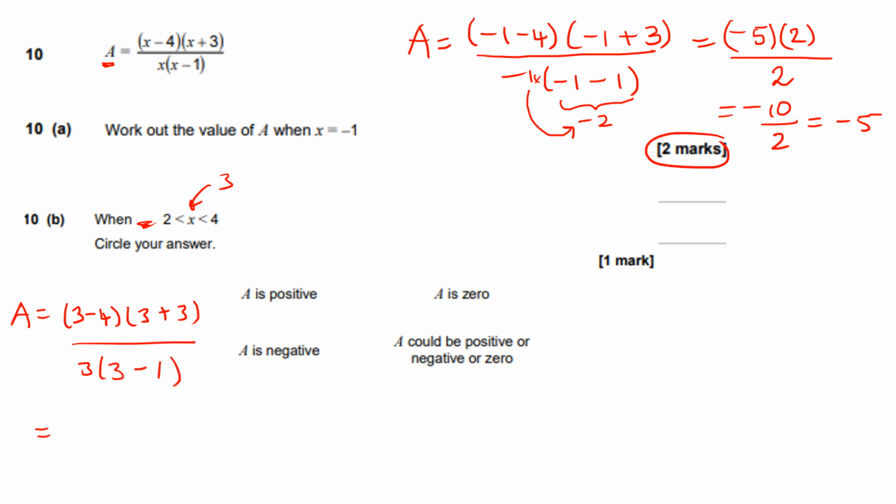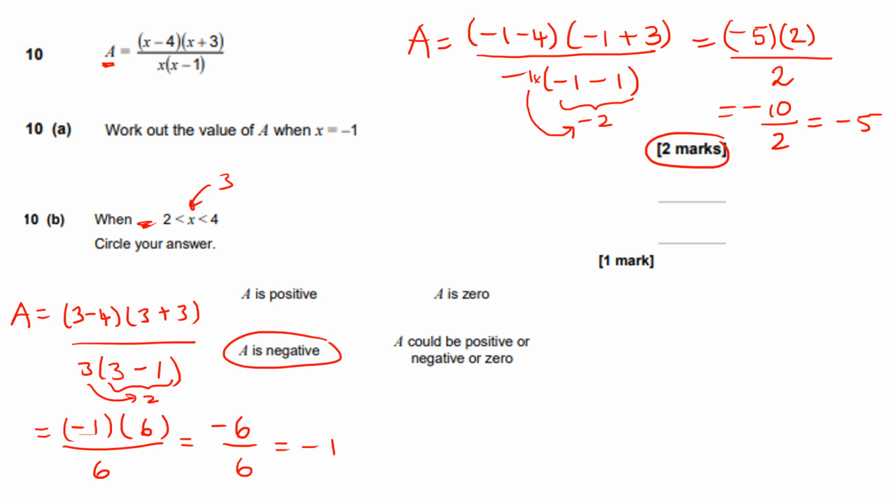3 take away 4 is going to give you negative 1. 3 and 3 is going to give you 6. 3 take away 1 is 2, times it by 3 is going to give you 6. So you've got negative 6. Negative 1 multiplied by a positive 6 is going to give you negative 6. Divided by 6 is going to be negative 1. So your answer is going to be negative 1. So that's how you get 1 mark from this.